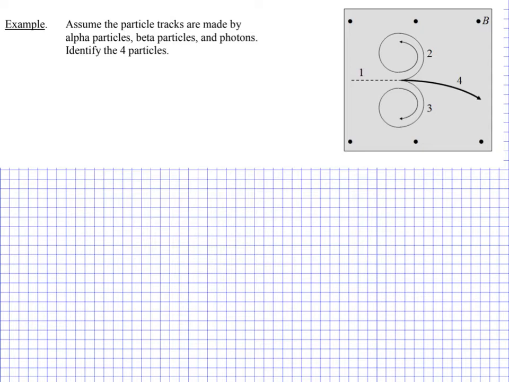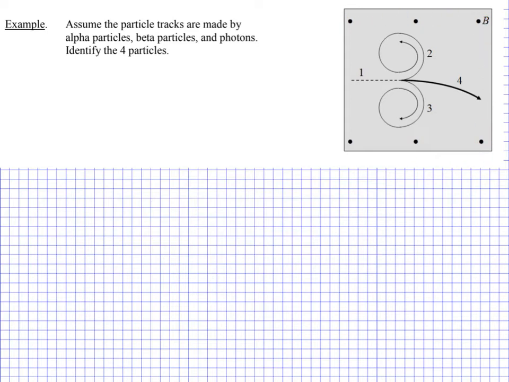This time we're in Unit 6, which is Nuclear Theory, and Lesson 6, which is all about particle tracks and particle accelerators. So here's our first example. We have a particle track image. Let's just take a quick look at this first.